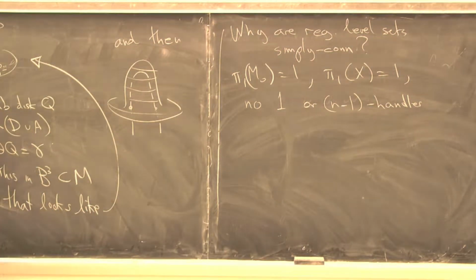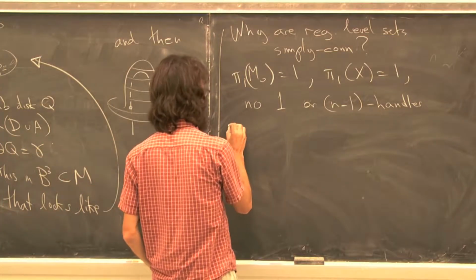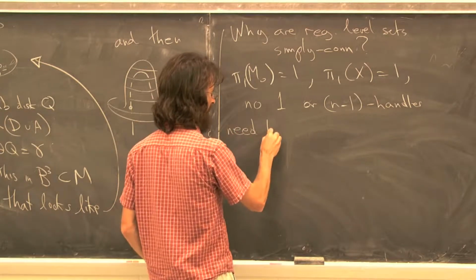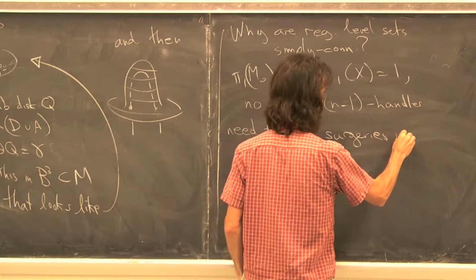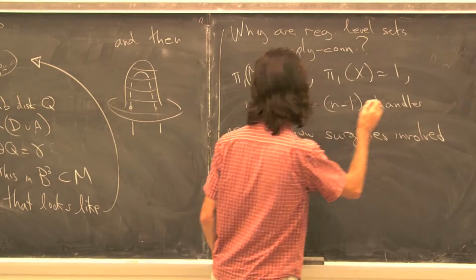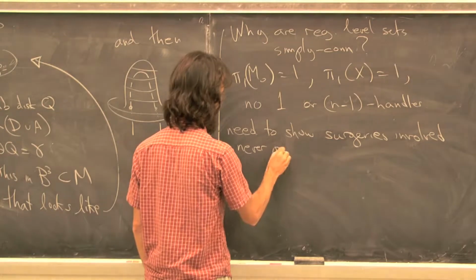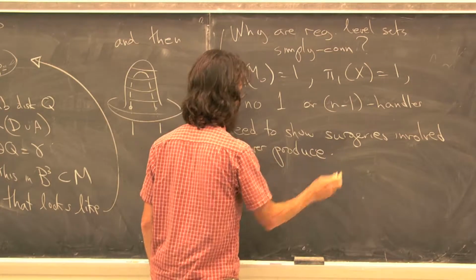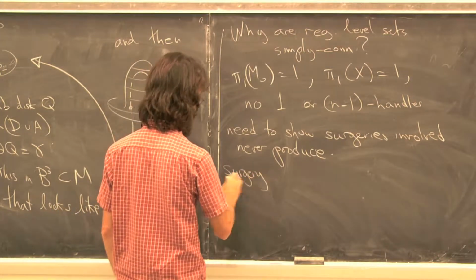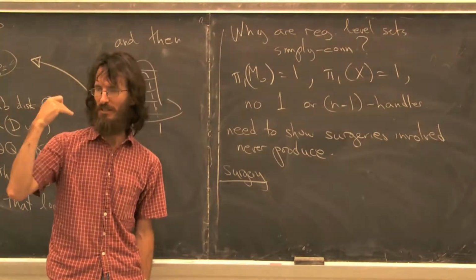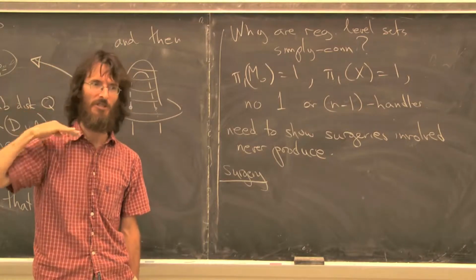So we have to be careful. What we need to do is show that the surgeries on the n-1 manifolds at each level never produce pi 1, right? Well, why would surgery produce pi 1? What is surgery? We just do it inductively, right? So we're at, say, one level set that is simply connected. We want to show that moving above the next handle, it is still simply connected.